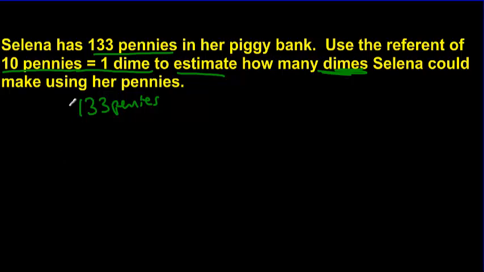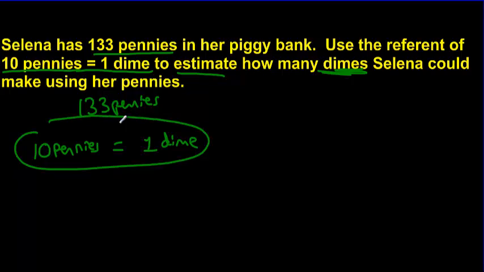All right, we're back. So your referent should have looked like this. You could have drawn 10 pennies, but that takes too long, so I'm just going to write the words 10 pennies equals 1 dime. A dime is that coin that says 10 cents. In Canada, it's got a picture of a sailboat. There's my little sailboat. Anyways, that's what a dime is. So you should have realized that's not enough, because Selena has 133 and our referent only has 10 in it.